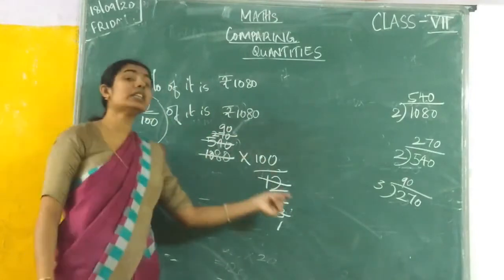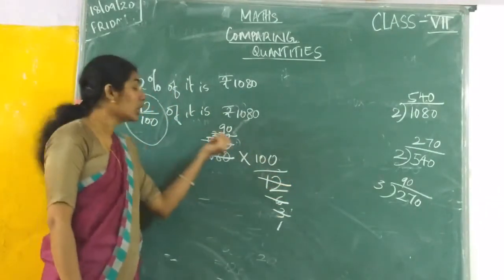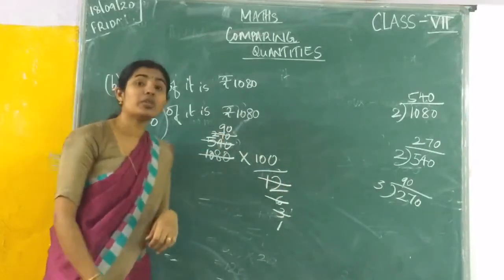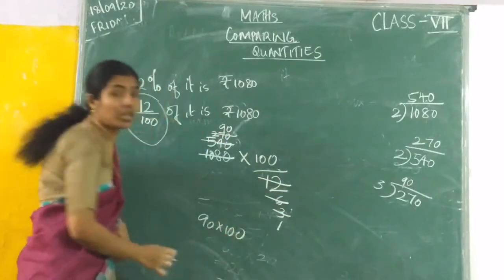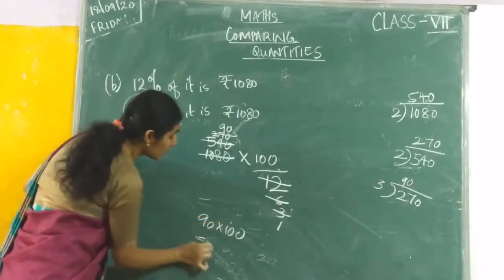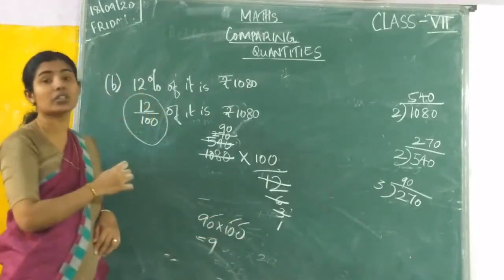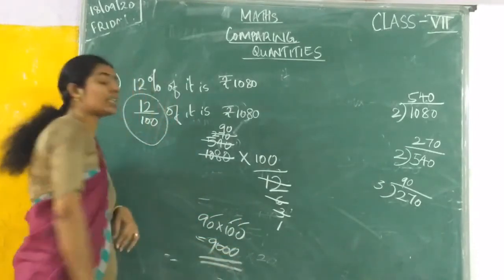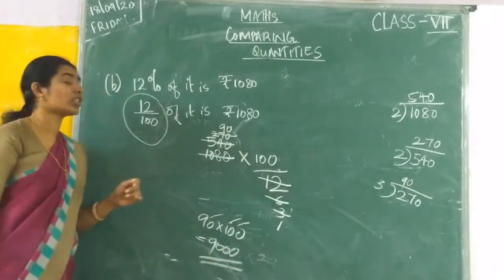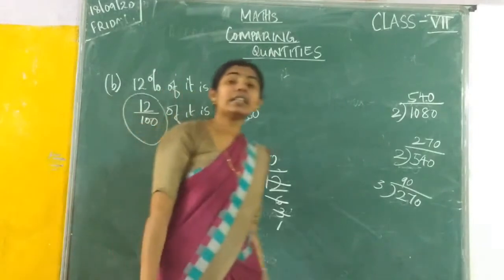When you are cancelling the numbers, you should cancel the numbers which are in the same table. So when you cancel the numbers, what will you get? 90 multiplied by 100. What is that? 9 ones are 9. Total how many zeros? 1, 2, 3. 3 zeros are there. So the answer you will get is 9,000. So what is the whole quantity? Whole quantity is 9,000.